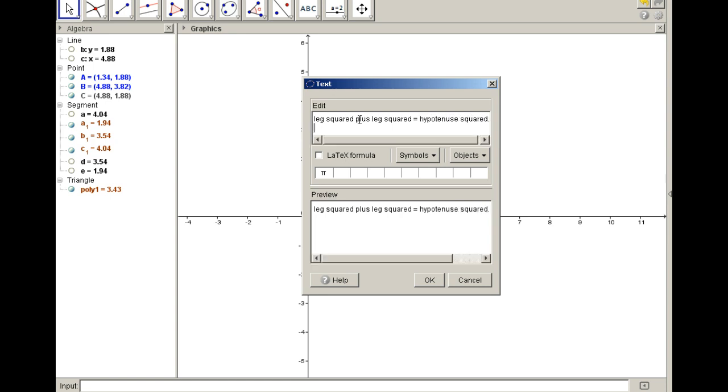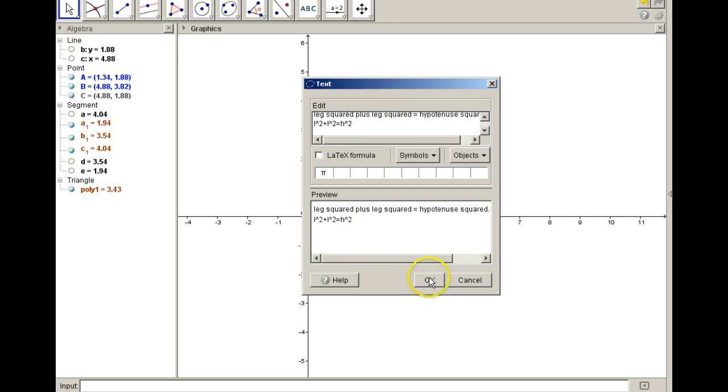So if we want to, we can write this as L squared plus L squared equals H squared. Now, if you haven't seen this before, that little arrow tells us that we are writing the next part in the superscript. So that's L squared plus L squared equals H squared, which just means leg squared plus leg squared equals hypotenuse squared.